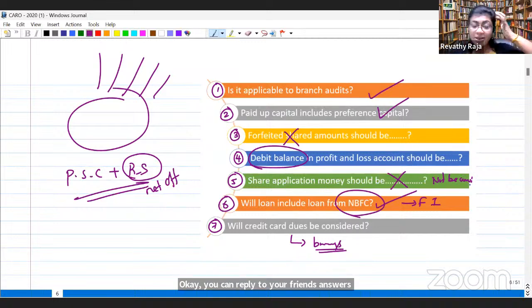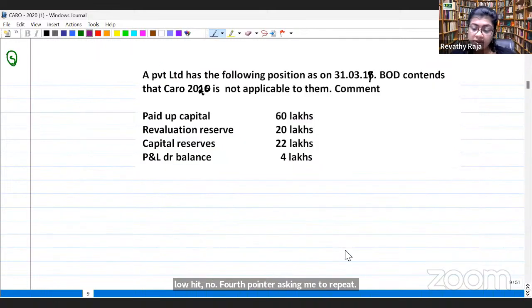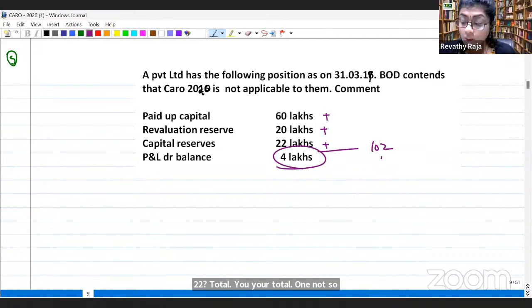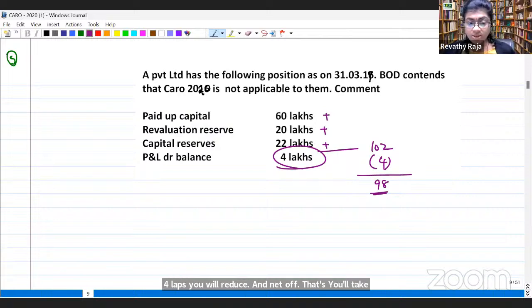Repeat the fourth point. Lohit, you're asking me to repeat the fourth point. This is the fourth point which I said. Paid up capital is 60, revaluation reserve is 20, capital reserve is 22, total 102. 4 lakhs you will reduce, and net off. You will take it as 98. Nihad, did you understand? Thank you, Taslima.